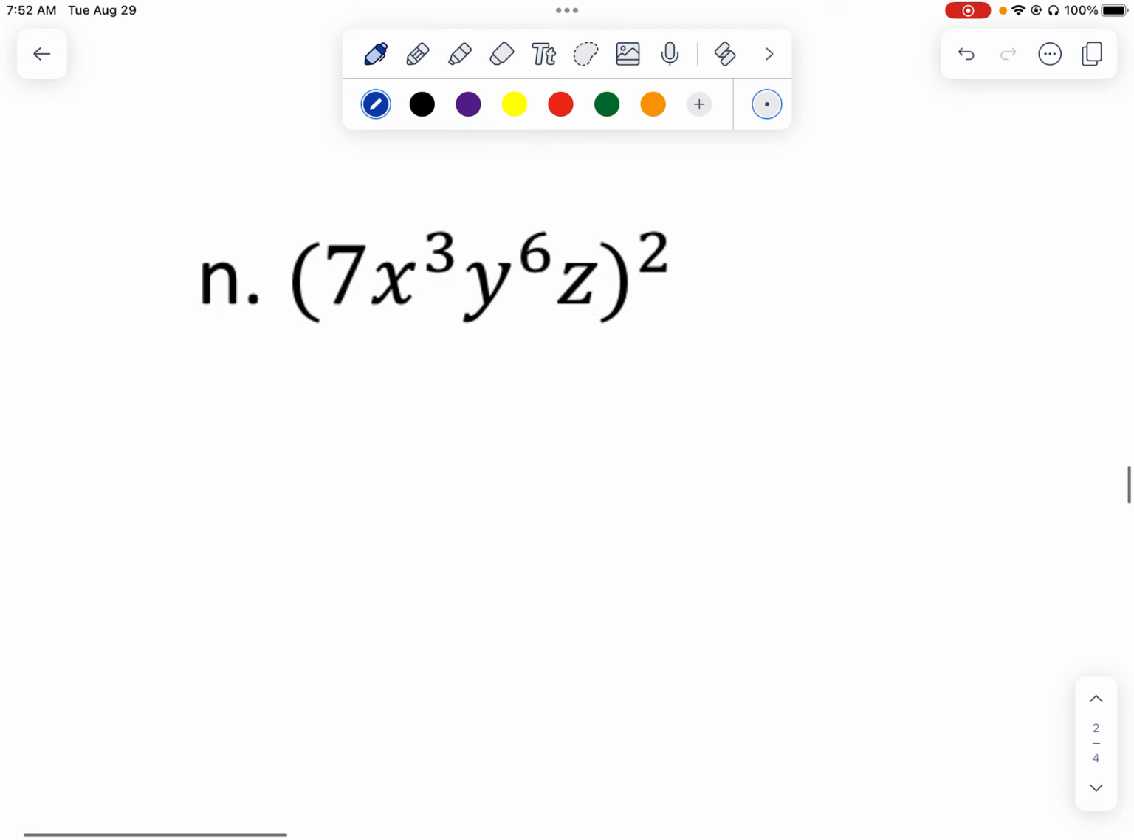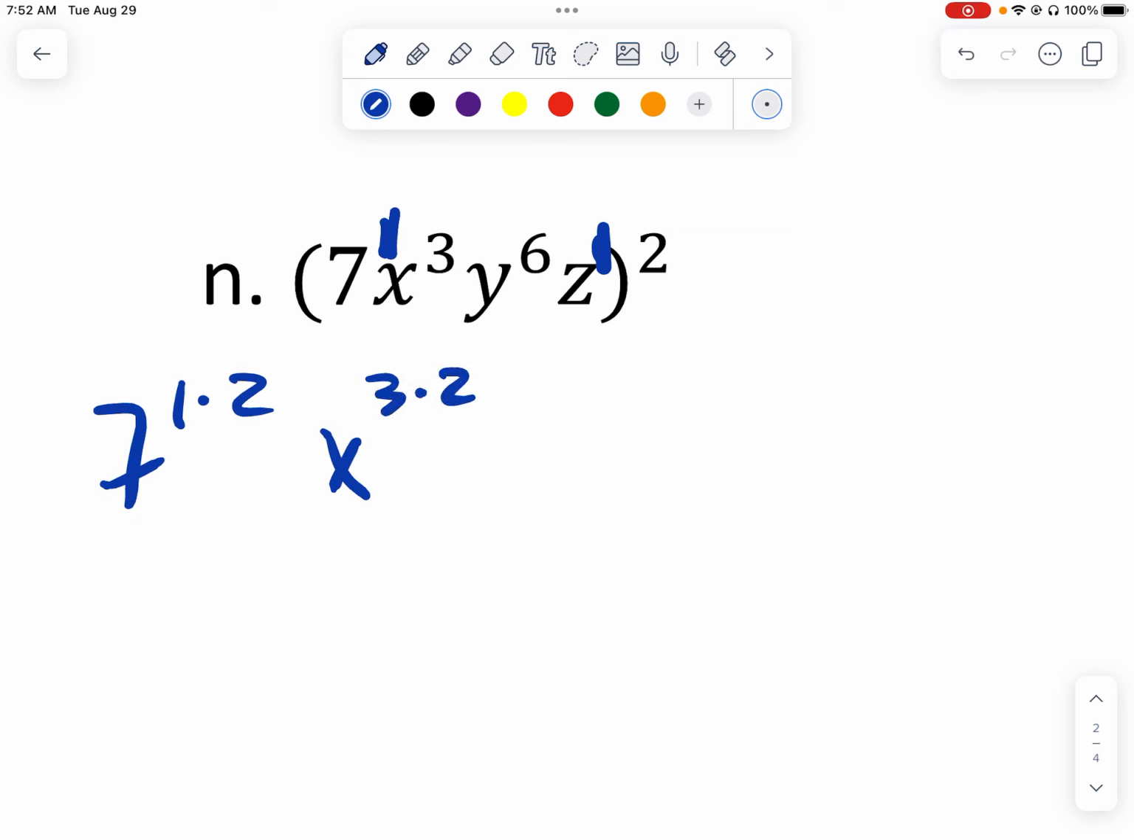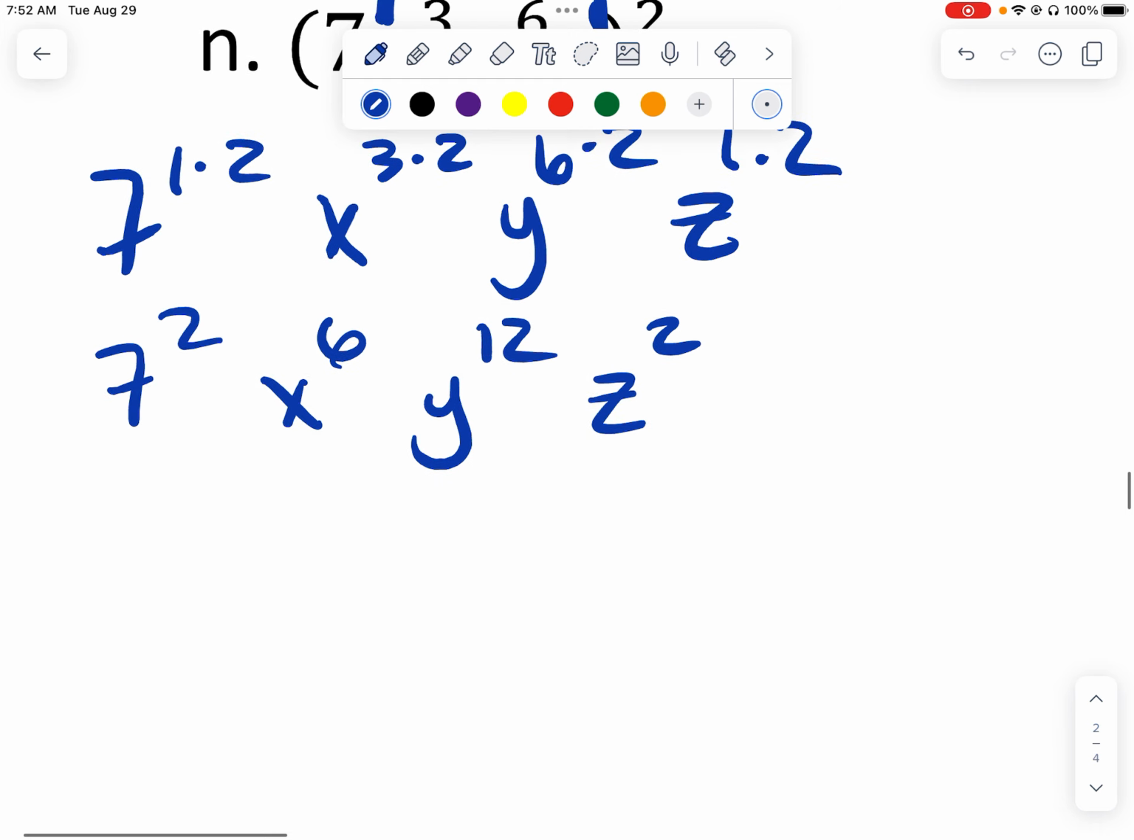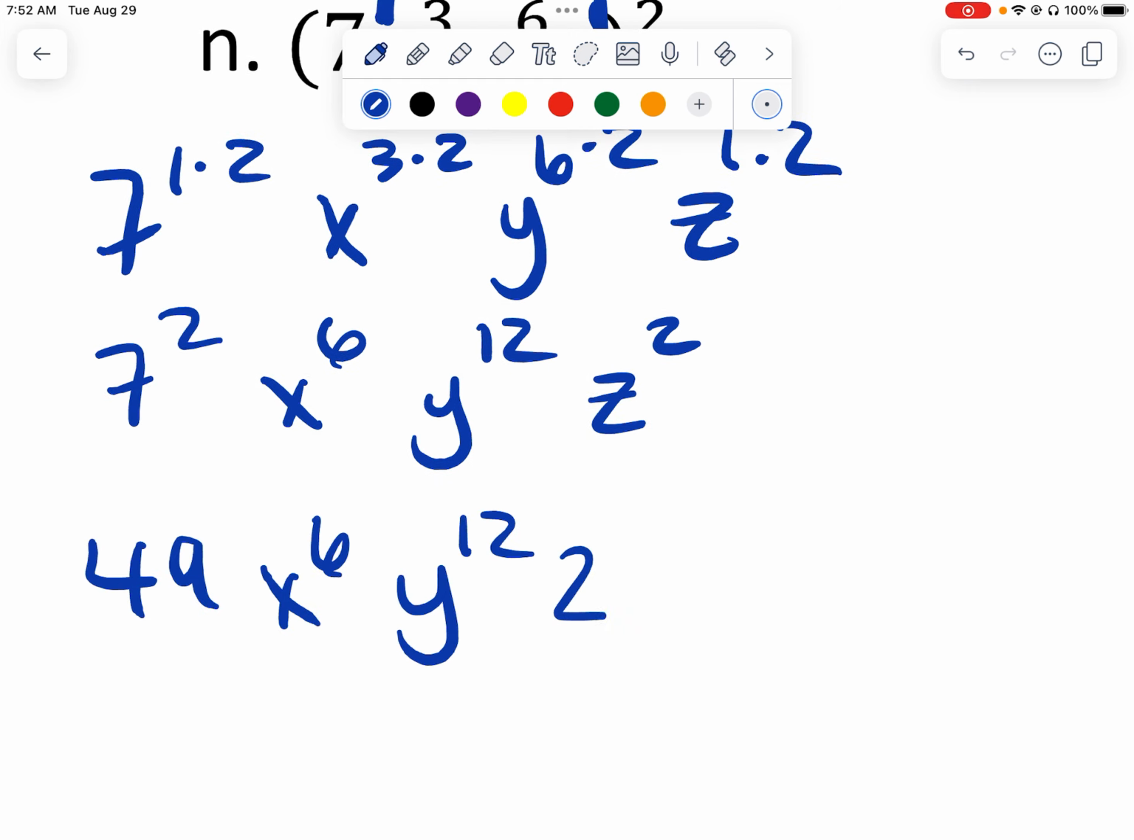Over here, power raised to a power, remember? So 7 to the 1 times 2, x to the 3 times 2, y to the 6 times 2, z to the 1 times 2. So 7 squared, x to the 6th, y to the 12th, z to the 2nd, which is 49, x to the 6th, y to the 12th, z to the 2nd.